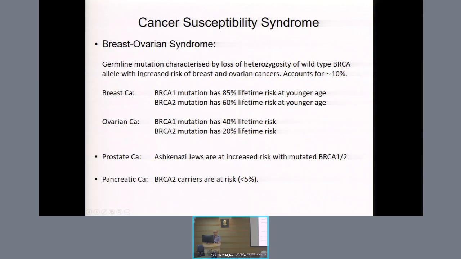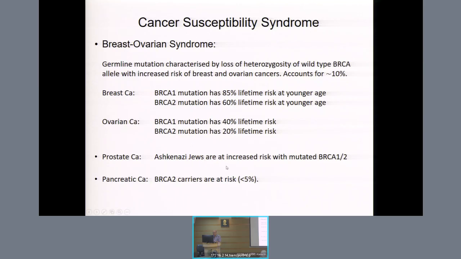Then there is hereditary breast ovarian syndrome, a germline mutation characterized by loss of heterozygosity of the wild-type BRCA allele, with increased risk of breast and ovarian cancer. It is seen in about 10% of cases. These are the BRCA1 and BRCA2 genes. In breast cancer, BRCA1 carries an 85% lifetime risk, and with a BRCA mutation the cancer will develop at an earlier age. BRCA2 mutation has a 60% lifetime risk. In ovarian cancer, the BRCA1 mutation has a 40% lifetime risk, and BRCA2 20%. These BRCA genes are also involved in prostate cancer and pancreatic cancer.